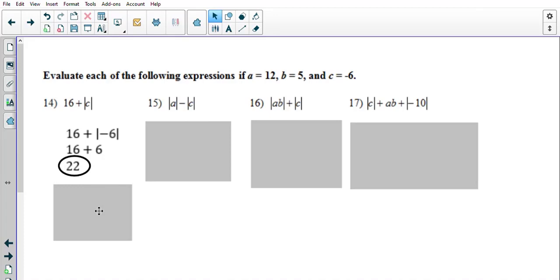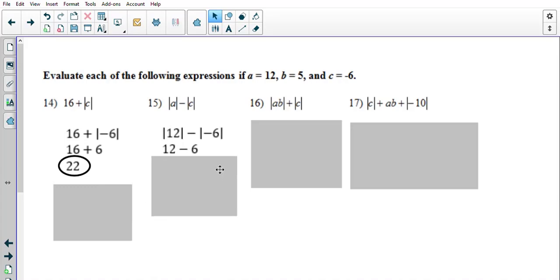All right, number 15. Start by substituting A and C into that expression. Absolute value of A is absolute value of 12, minus absolute value of C is absolute value of -6. Now, we've got to do those grouping symbols first. Absolute value of 12 is 12, absolute value of -6 is 6, and 12 minus 6 is 6.